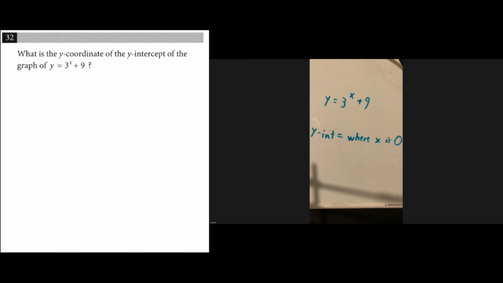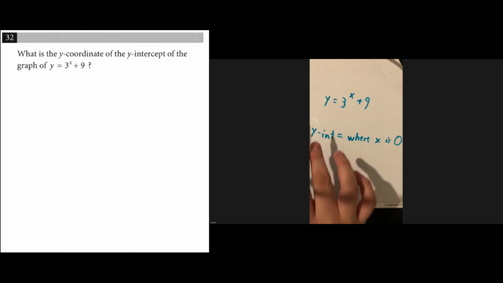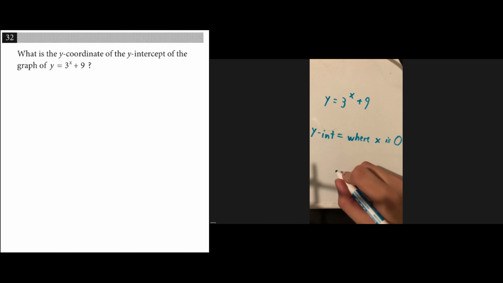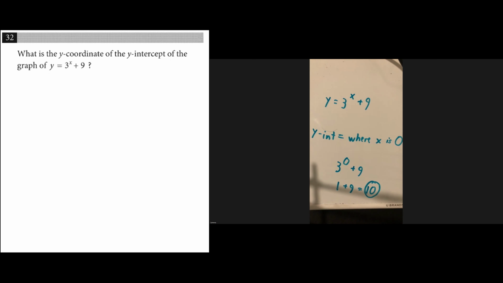Okay, so for question 32, it asks us for the y coordinate of the y-intercept. And so we know that the y-intercept is where x is equal to 0. And so what we do to find the y value at that point is we just plug in 0 for x. So we have 3 to the 0th power plus 9. Anything to the 0th power is 1, plus 9, which means that the y-intercept is 10. And that is your answer.